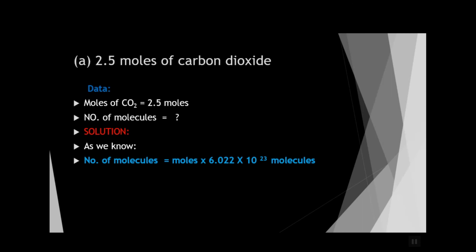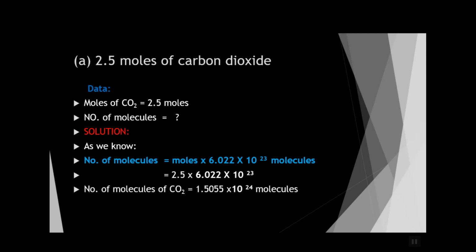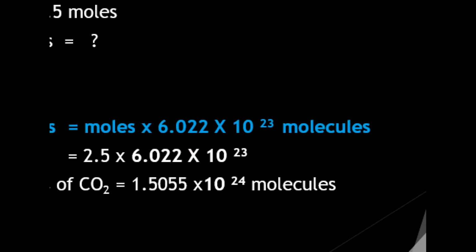So we have to find the number of molecules, just put the values. It is equal to 2.5 moles multiplied by 6.022 exponent 23. So students, the number of molecules of carbon dioxide is equal to 1.5055 exponent 24 molecules. So students, our answer is 1.5055 exponent 24 molecules when we have 2.5 moles of carbon dioxide. Yes students, this is our answer.